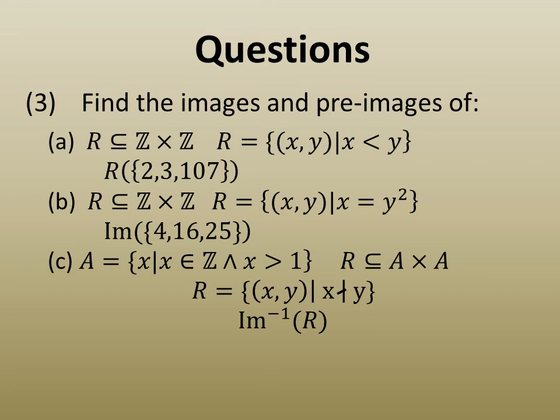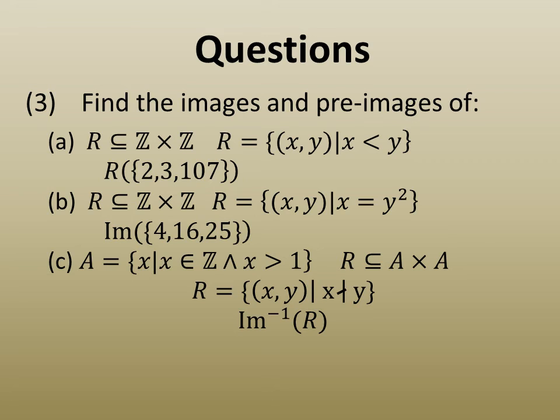Question 3. Find the images and pre-images of the following. Part A. R is a subset of the Cartesian square of the integers. R is defined as the set of all x, y such that x is less than y. So find the image of the set comprised of 2, 3, and 107.